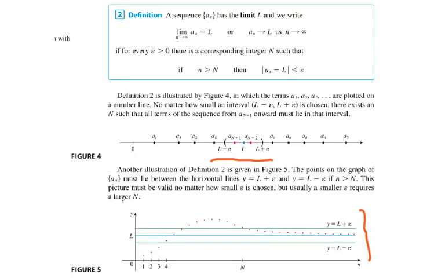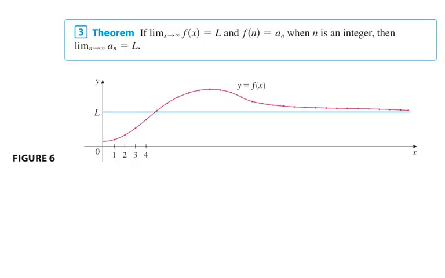If you were to compare this with chapter 2, the only difference here is that you have n as an integer, because there we could have any value of x. When we're working in sequences, n is the term number, so it is always an integer. So here we have this theorem, and it says if the limit as x approaches infinity of f of x equals L, and f of n equals a sub n, where n is an integer, then the limit as n approaches infinity of a sub n is L.